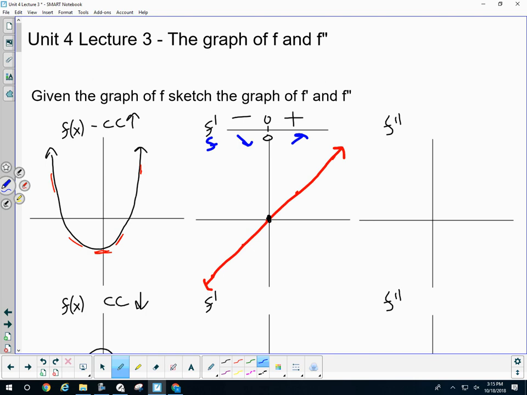Okay. Now, if we graph the second derivative, we look at the slopes of the first derivative. Positive slope, positive slope, positive, positive, positive. So it looks like we are positive and staying positive.